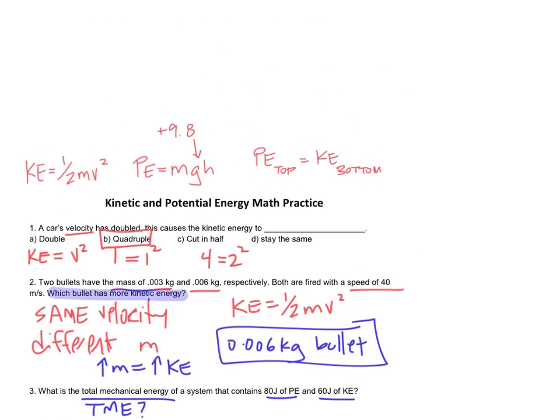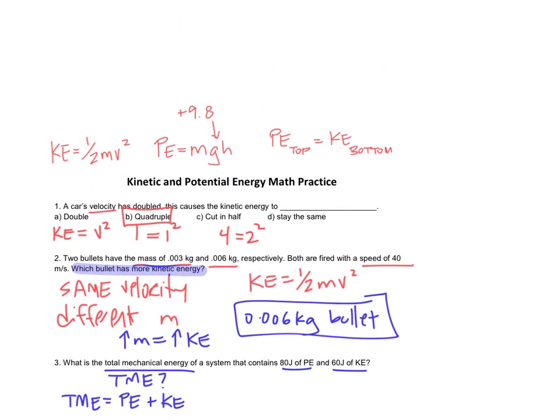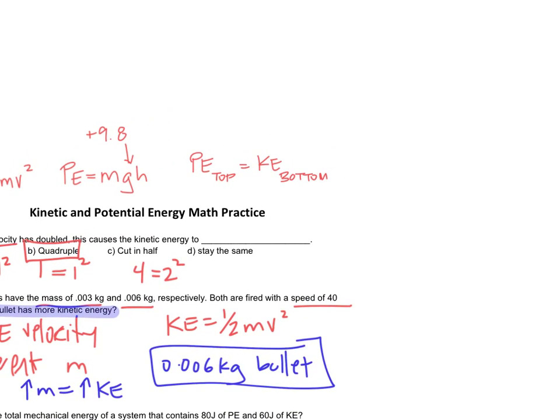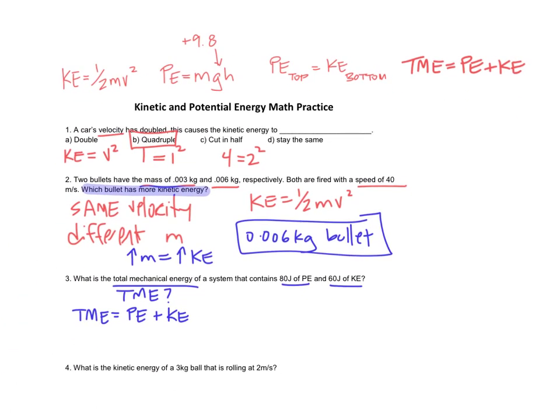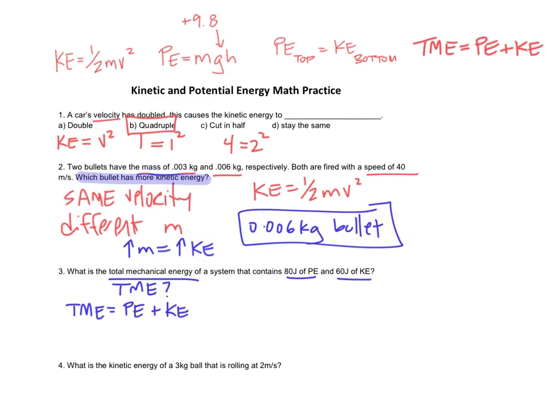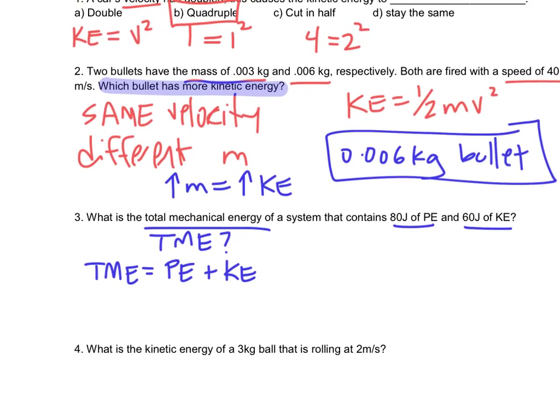Let's go ahead and add that to the top. I forgot to add that a second ago. So at the top of our page, we're going to write TME equals PE plus KE. All right, so now number 3, what's the total energy? Well, it tells me I've got 80 joules of potential energy.